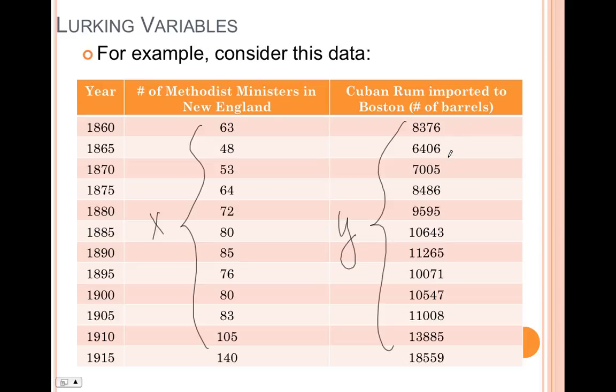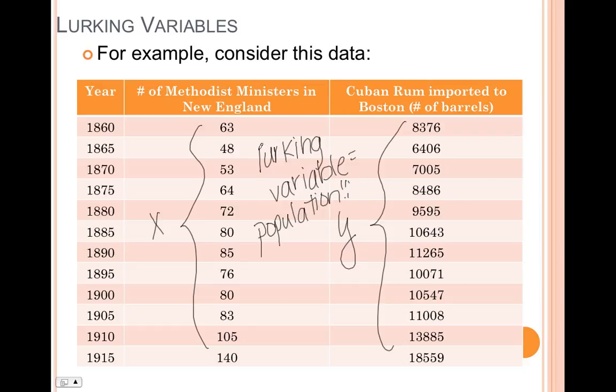No, it does not mean that, okay? That is not what we're trying to say here. There is a lurking variable. And what is the lurking variable here? Well, look at the time frame. We're dealing with the 1860s to the 1910s. This was a time of extreme population growth. The size of the population in this region is the lurking variable.